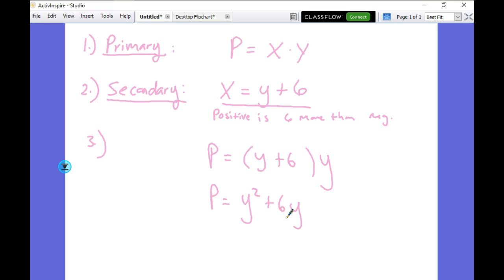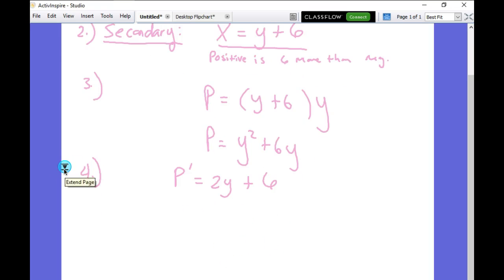How do you find a minimum? Yeah, what we've been doing all along, right? You find the derivative, set it equal to 0, and where it equals 0, that would be a minimum or a maximum, right? So, solve for y, and we get -3. And that's my negative number, right? All right.